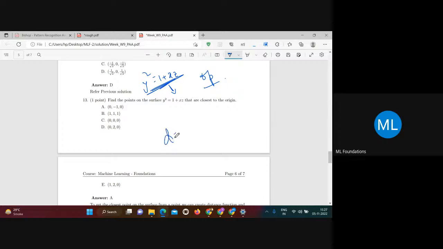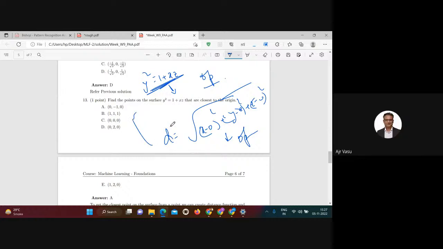So the distance you can calculate from any point. The distance from the origin would be the square root of (x minus 0) whole square plus (y minus 0) whole square plus (z minus 0) whole square, right? So this is the optimization problem that you need to solve. Basically you have two equations now. You have to create a distance equation and then solve for that.